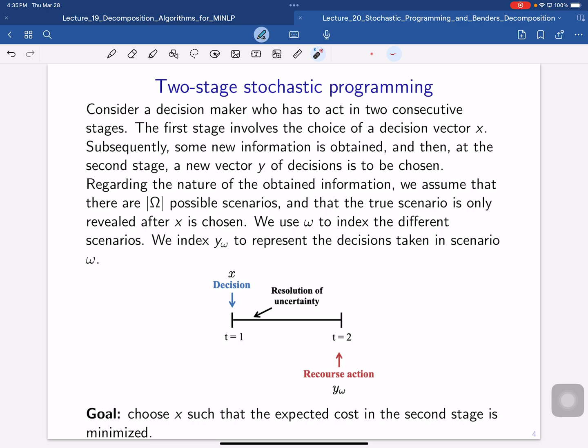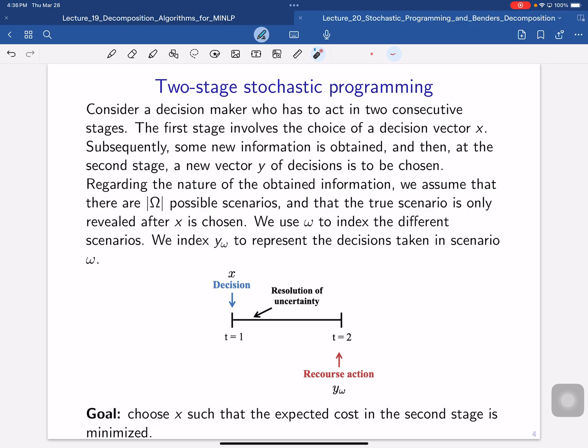So usually it appears when a decision maker has to act in two stages. At the first stage, let's suppose you make some decisions x. Right? x can be a vector of dimension n. For now, let's think about x as all continuous variables. Right? So at the beginning, you make some decisions x.